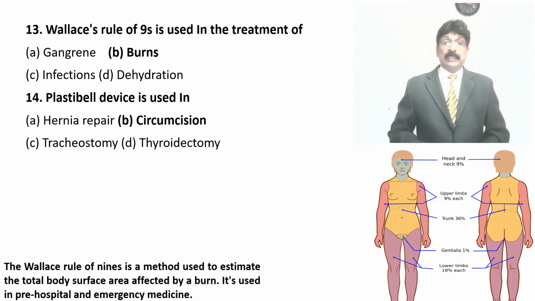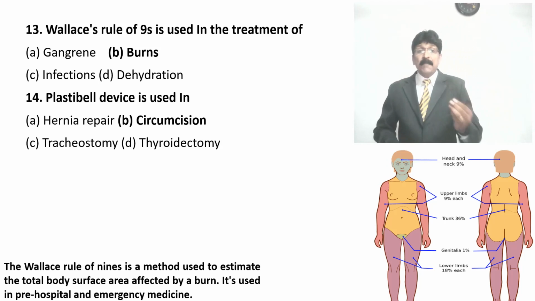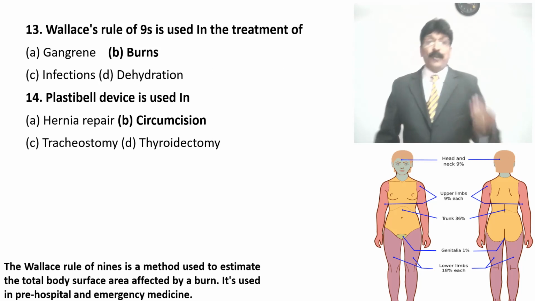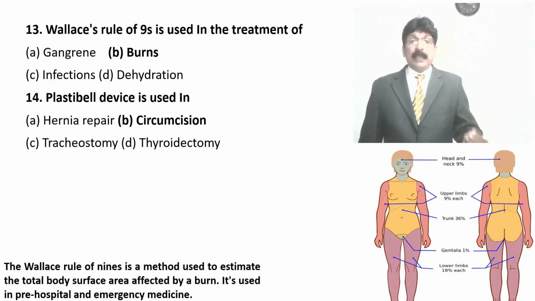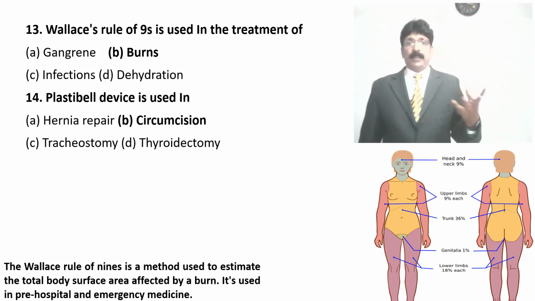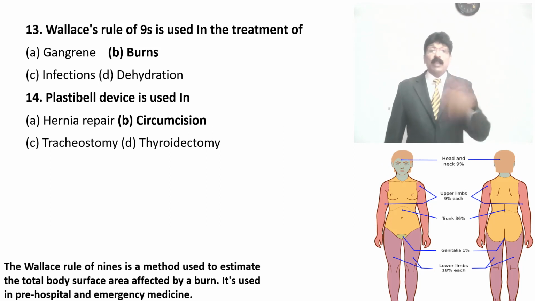The second question, the 14th question which we are discussing in this subject, is the Plastibell device. What is this Plastibell device used in? They have given a choice of hernia repair, circumcision, tracheostomy, thyroidectomy. So you should know all the other words also.